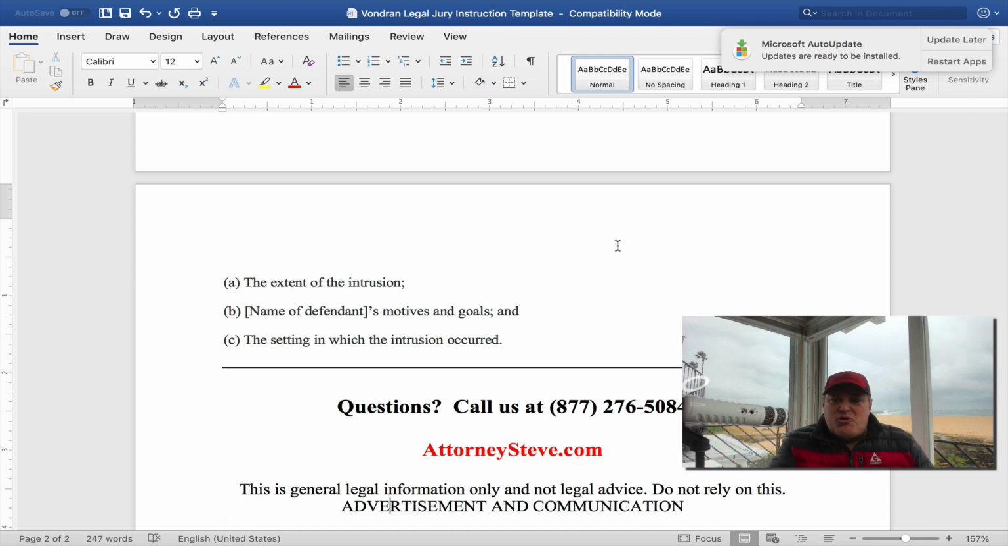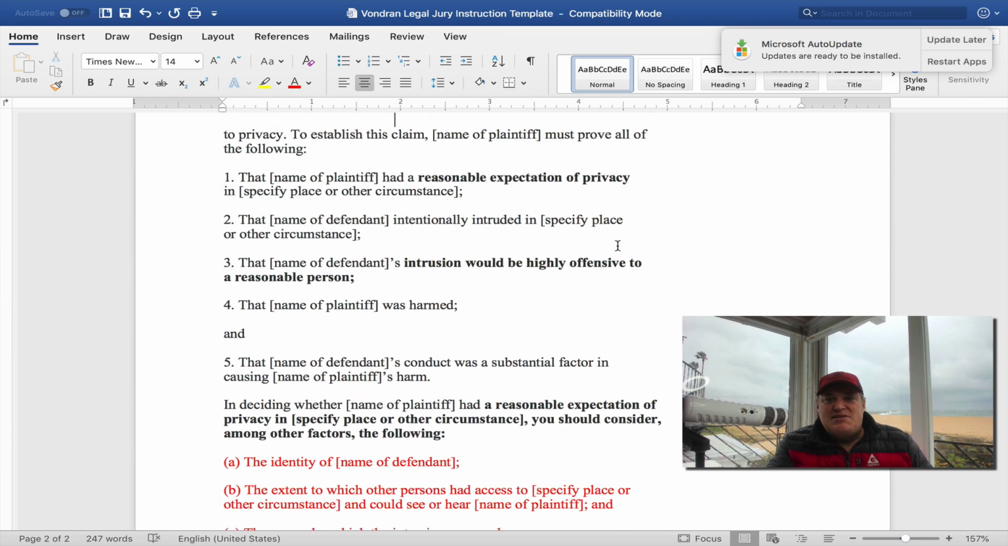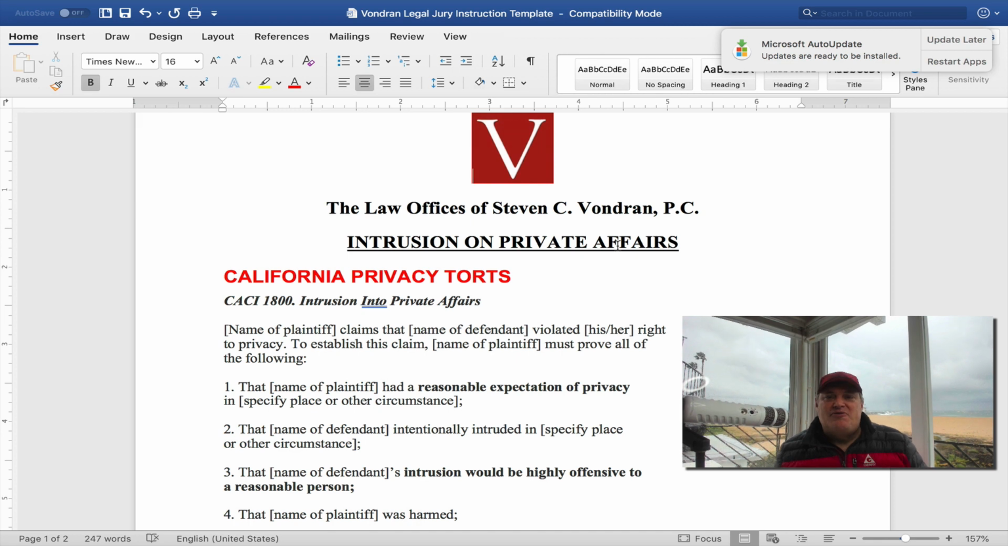So that is one of the four privacy torts in California: intrusion on seclusion and solitude, also known as private affairs. Stay tuned, the other ones are coming shortly.